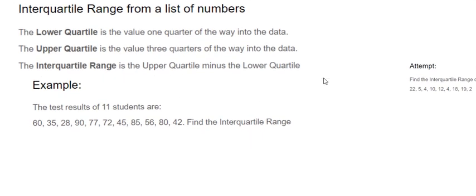So the lower quartile is the value 1/4 of the way into the data. The upper quartile is the value 3/4 of the way into the data, and then the interquartile range is just the upper quartile minus the lower quartile.